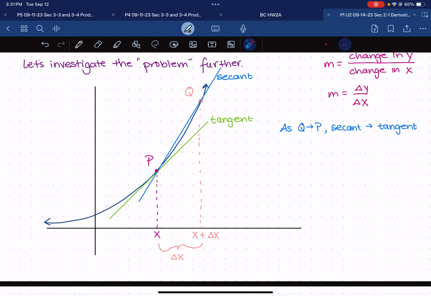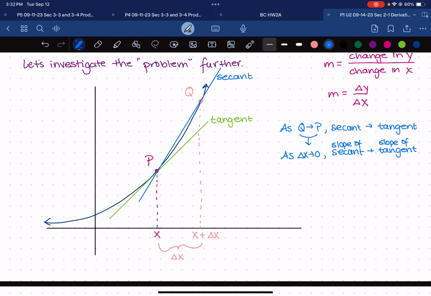So instead of saying as Q approaches P, I can say as delta x approaches 0, the secant line approaches the tangent line. And then we can actually say the slope of the secant line approaches the slope of the tangent line.